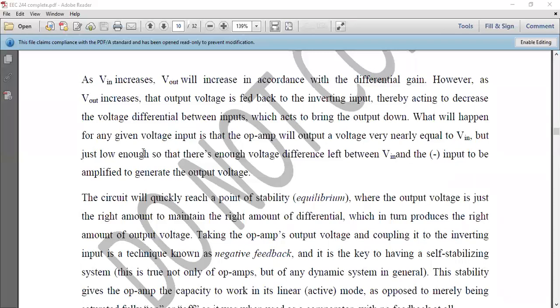The amplifier reaches a stabilized state whereby the output does not increase again. It's now steady at a point. It means you have achieved stability by means of that negative feedback wiring of the amplifier. Now, that output is just the right amount of output to maintain the right amount of differential, which means that the right output voltage has been produced.